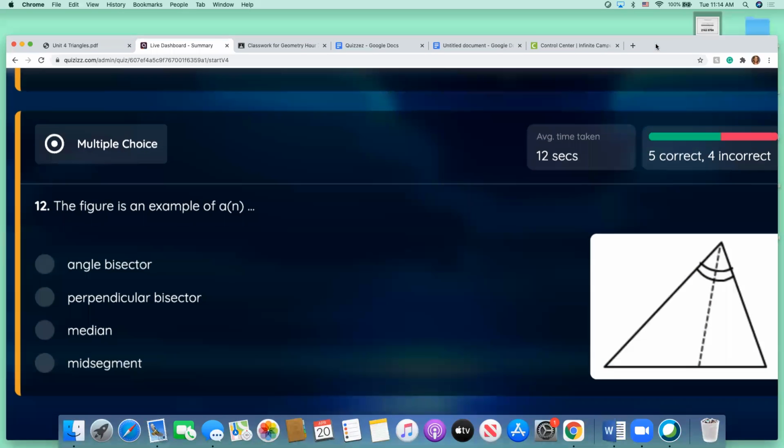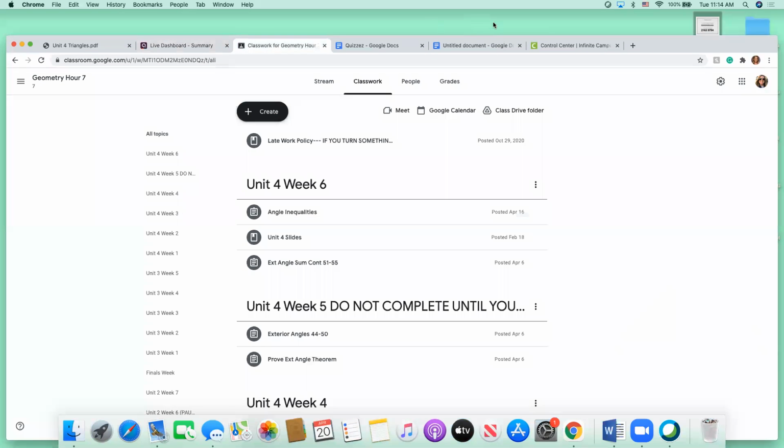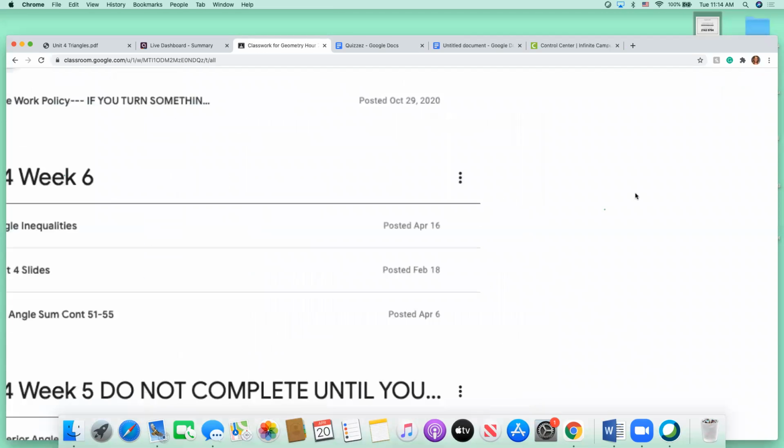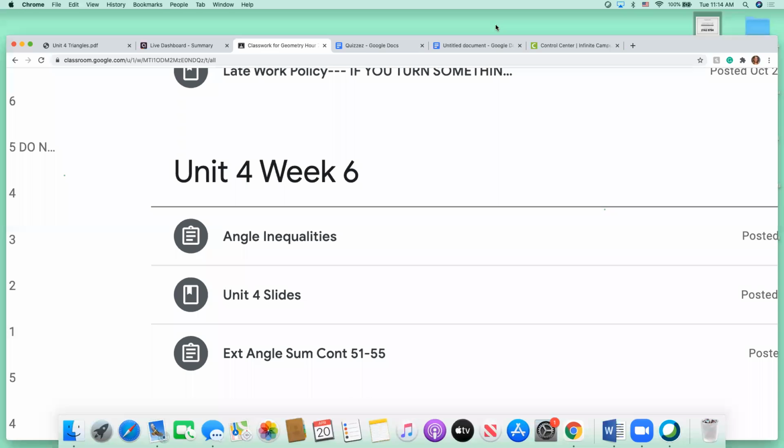All right. So now you can go ahead and there is a knowledge check. It is called angle inequalities in your Google Classroom. So hop on there and do the angle inequalities knowledge check.